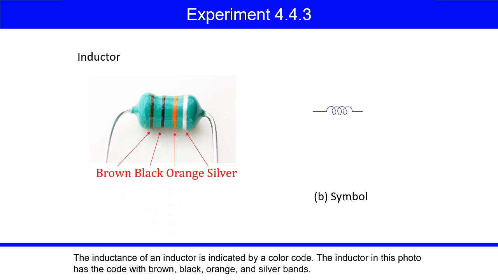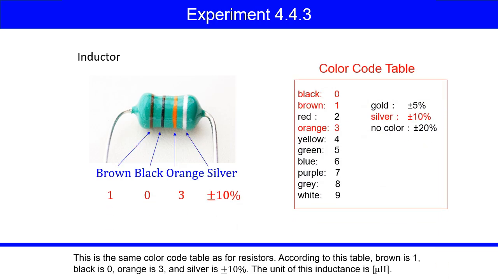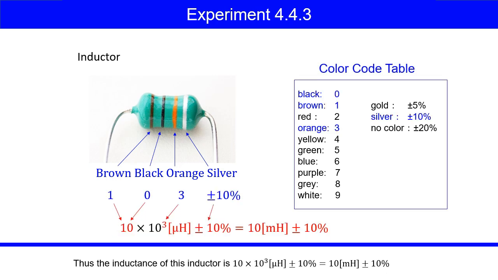The inductance of an inductor is indicated by a color code. The inductor in this photo has the code with brown, black, orange, and silver bands. This is the same color code table as for resistors. According to this table, brown is 1, black is 0, orange is 3, and silver is plus minus 10%. The unit of this inductance is the microhenry. Thus the inductance of this inductor is 10 times 10 to the power of 3 microhenries plus minus 10%, equals 10 millihenries plus minus 10%.